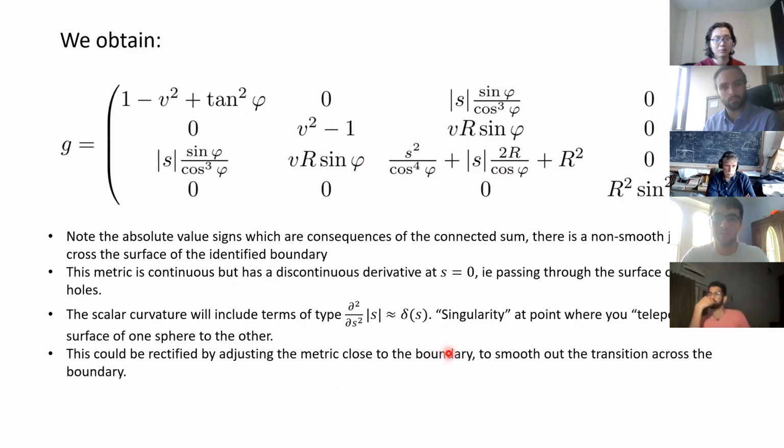Now, where you could rectify this is by adjusting the metric close to the boundary, having some other metric that would cause the metric to transition smoothly across the boundary. And that's something you could do. One thing that could be done in the future is seeing what metrics will actually rectify some of these problems where you've got delta functions appearing in the scalar curvature. So I think that's it. Yeah, thank you for listening.